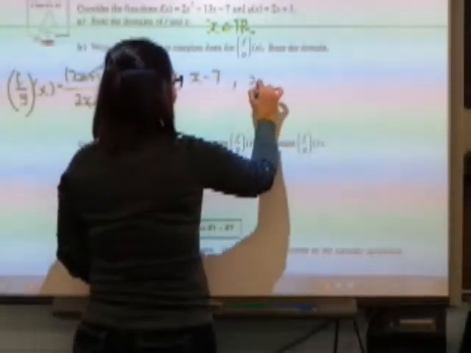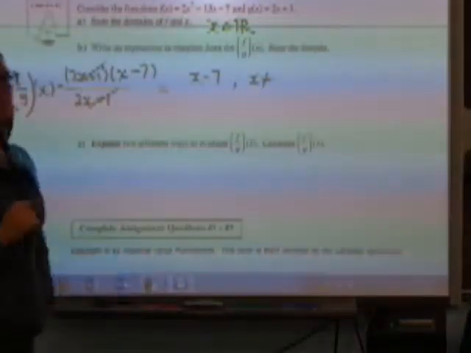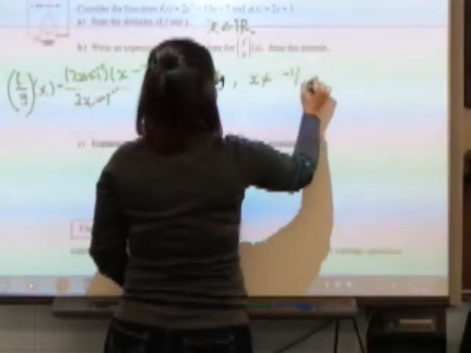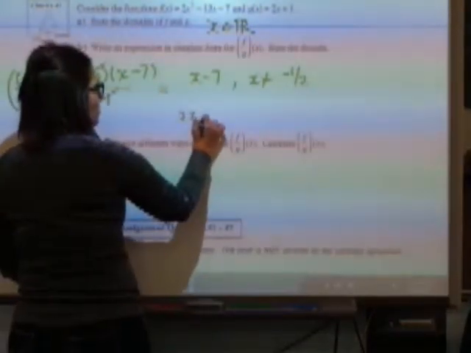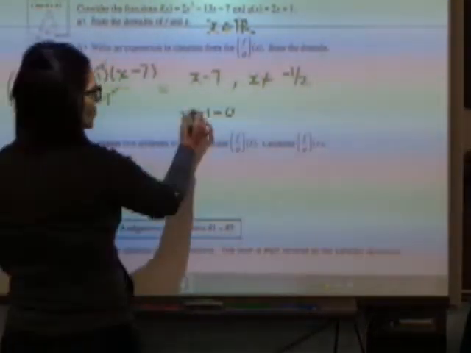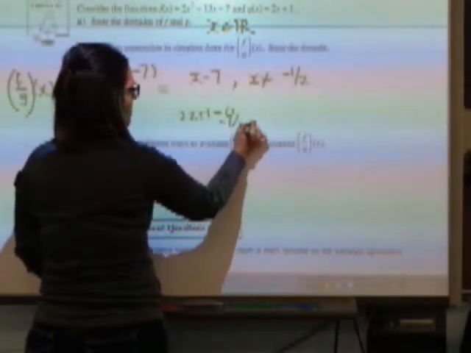But what can't x equal? Negative 1/2. And I can figure that out by letting 2x plus 1 equal 0 and then solve. So I subtract by 1, there's my negative, divide by 2.